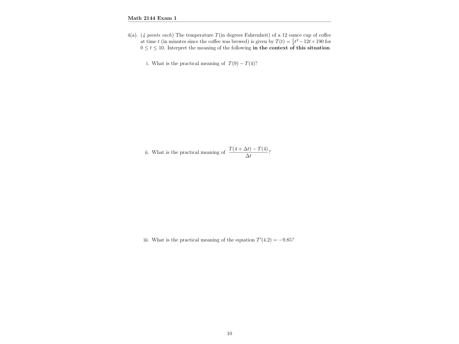So T of 9 is the temperature at 9 minutes, and T of 4 is the temperature at 4 minutes. So this is the change in temperature from t equals 4 minutes to t equals 9 minutes. So this is telling you how much the temperature changed in that 5-minute interval. What is the practical meaning of that?